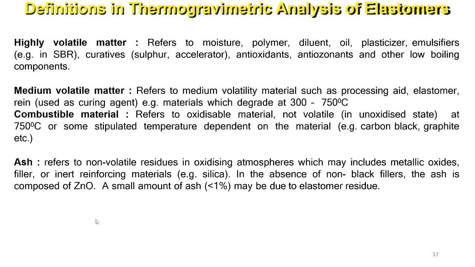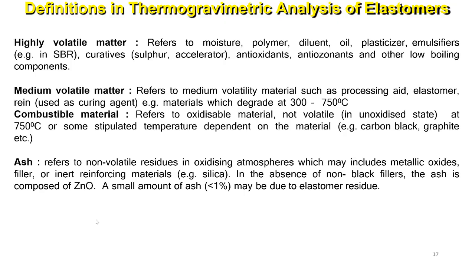Then the definitions in the TGA of most elastomers. We get the highly volatile matter, which is normally solvent, moisture, or oil present in the material. Then medium volatile matter, which is the major elastomer resin or the curing agent or processing aid, which are used in this region. Then combustible material, which is oxidizable material but non-volatile and in the unoxidized state, and dependent on temperature, that is carbon black or graphite, etc.